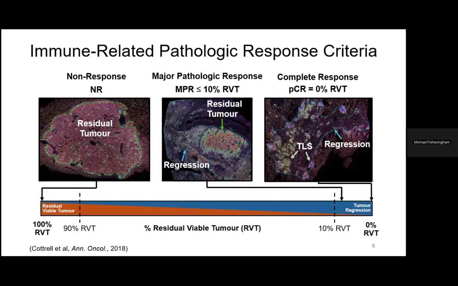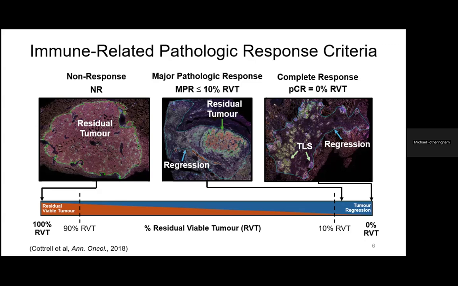So this is from work from my mentor, Trisha Cottrell. These are multiplex immunofluorescence images showing the extremes of response to anti-PD-1 immunotherapy in the neoadjuvant setting. These are all taken at the time of surgery. On the right-hand side, you see there's no tumor remaining. What's annotated in blue is all where the tumor has regressed. And in its stead, we have the formation of these tertiary lymphoid structures that support the local immune response. This is called pathologic complete response, and we say there's 0% residual viable tumor.